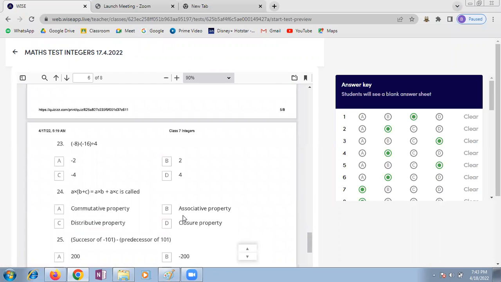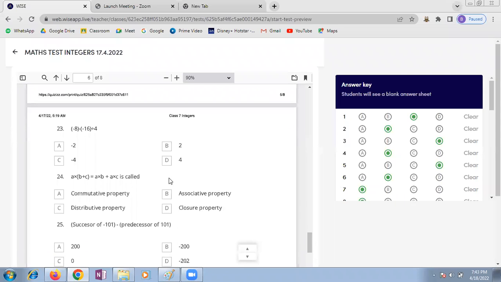Yes, 23rd question. Minus 8 minus of minus becomes plus, so minus 8 plus 16 gives positive 8. Positive 8 divided by 4 is 2. So positive 2 is the correct answer.